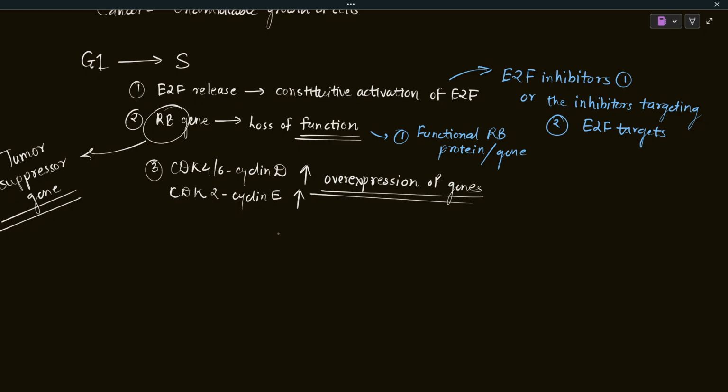Or we can even introduce the CDK inhibitors in the cell so that the cell does not form the tumor. Inhibitors of CDKs can also help us to stop the cancer cell progression.